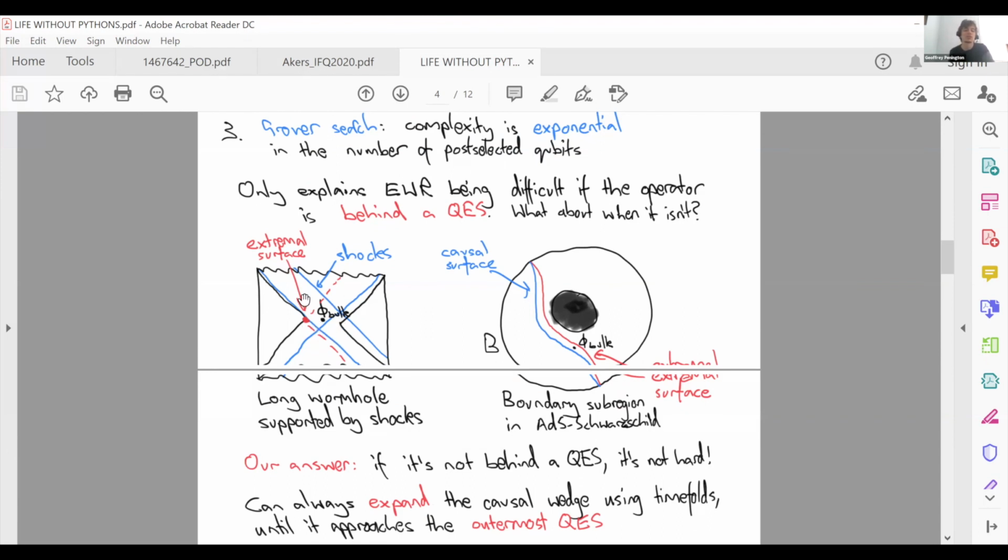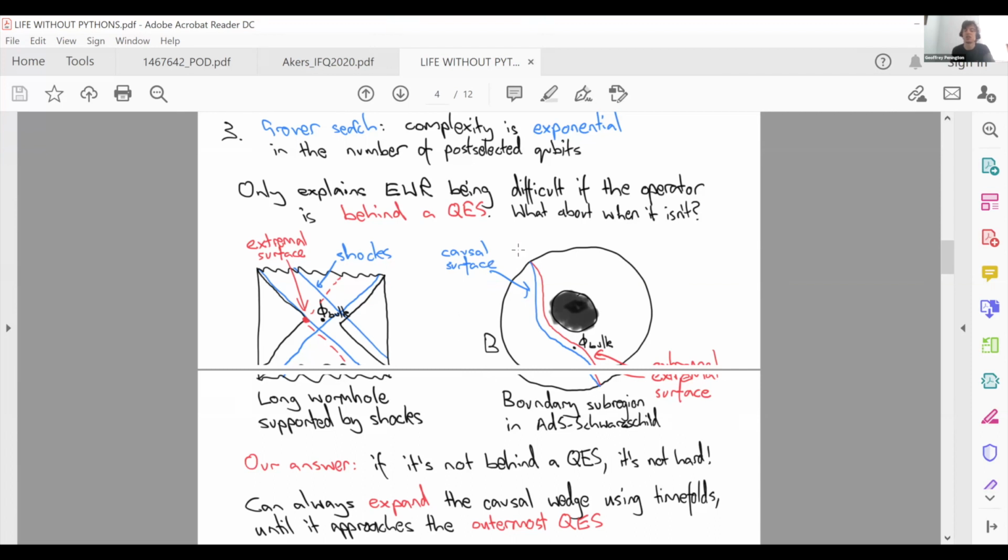And we're trying to reconstruct some operator in the middle of that wormhole from the right boundary. Okay, that's not behind any extremal surface. So the Python's lunch doesn't provide an explanation for it being hard, but it's also not in the causal wedge.